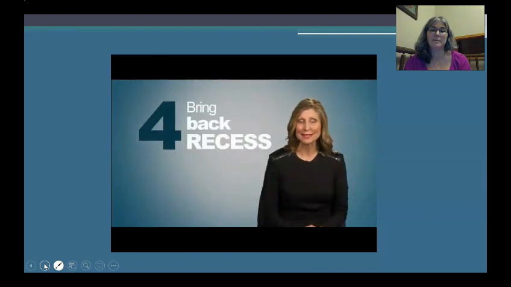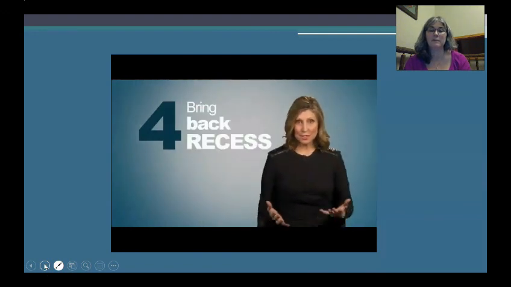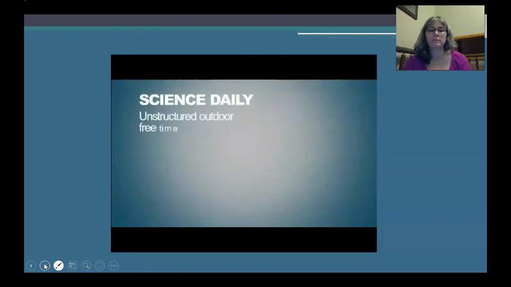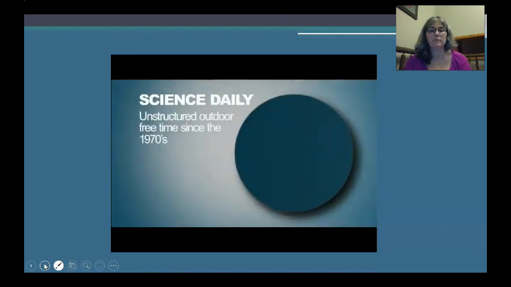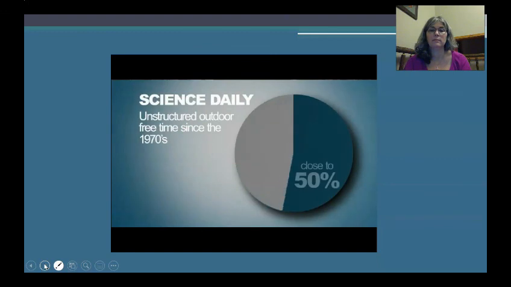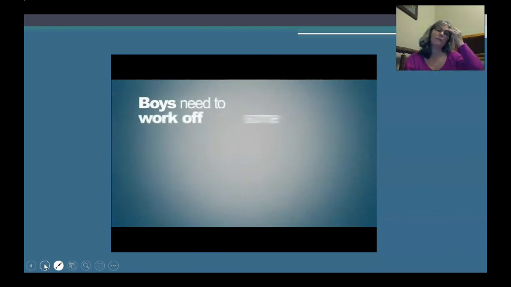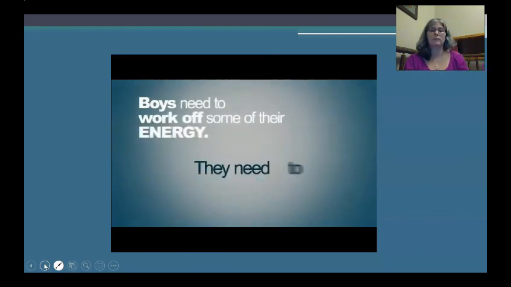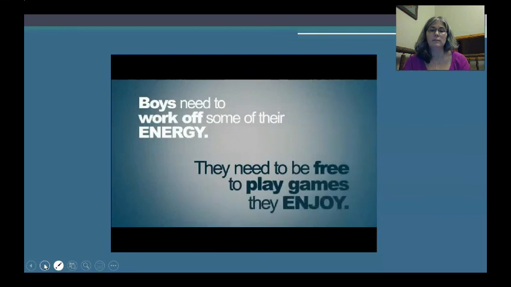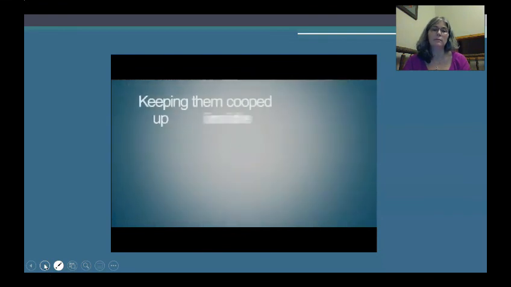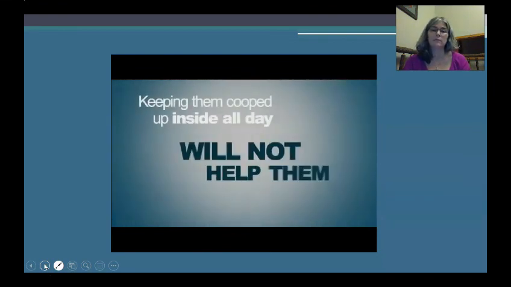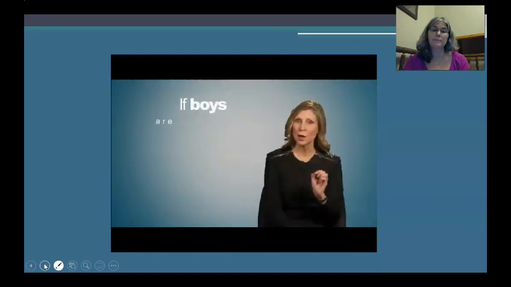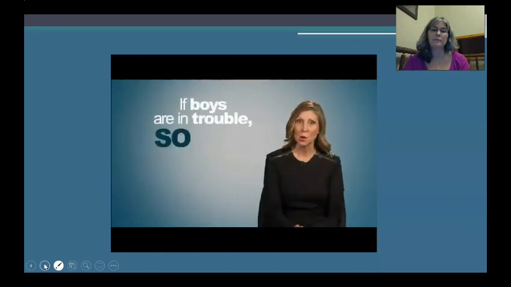Bring back recess. Believe it or not, recess may soon be a thing of the past. According to research summarized by the Science Daily, since the 1970s, school children have lost close to 50% of their unstructured outdoor playtime, and much need to work off their energy. They need to be free to play games they enjoy, and keeping them cooped up and inside all day will not help them learn. Boys are in trouble. So are we all.